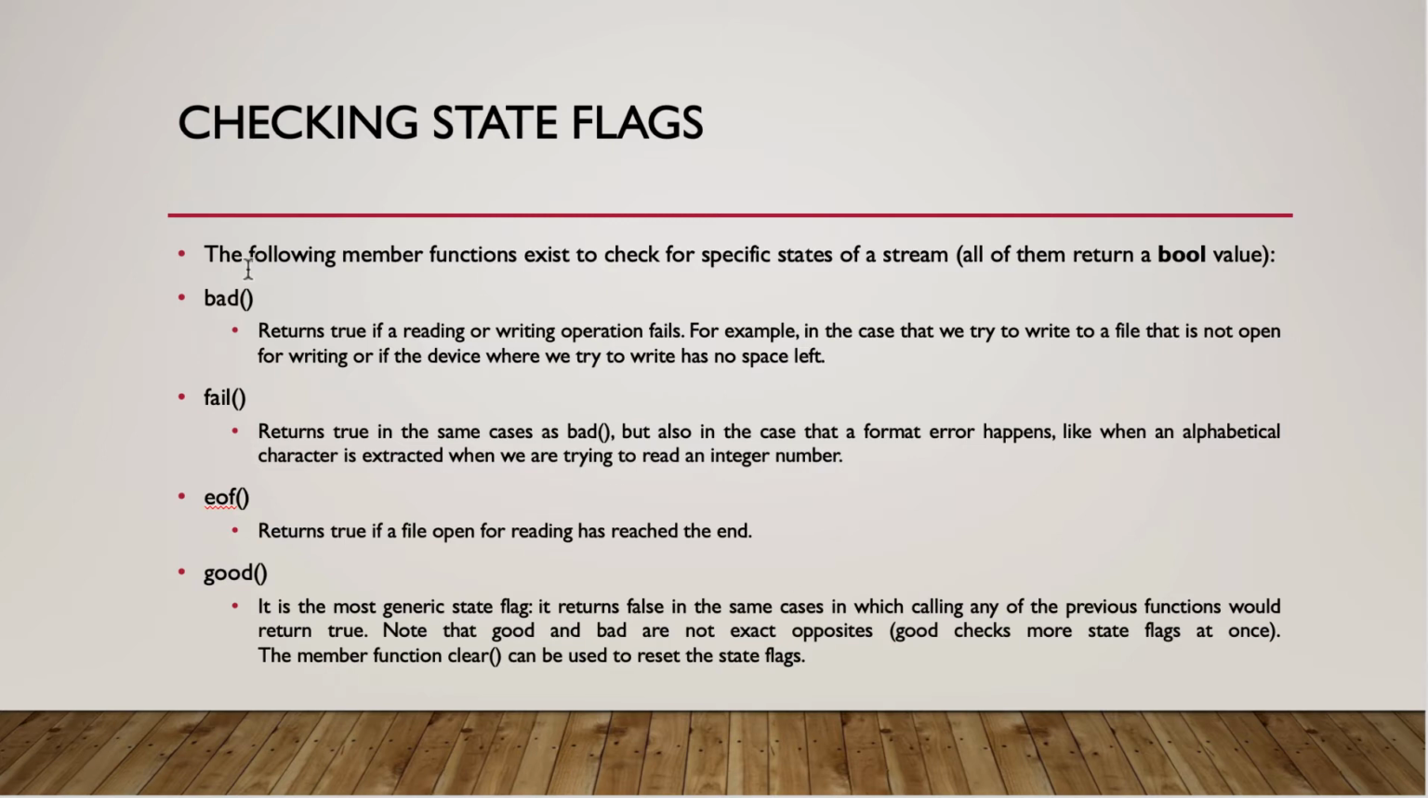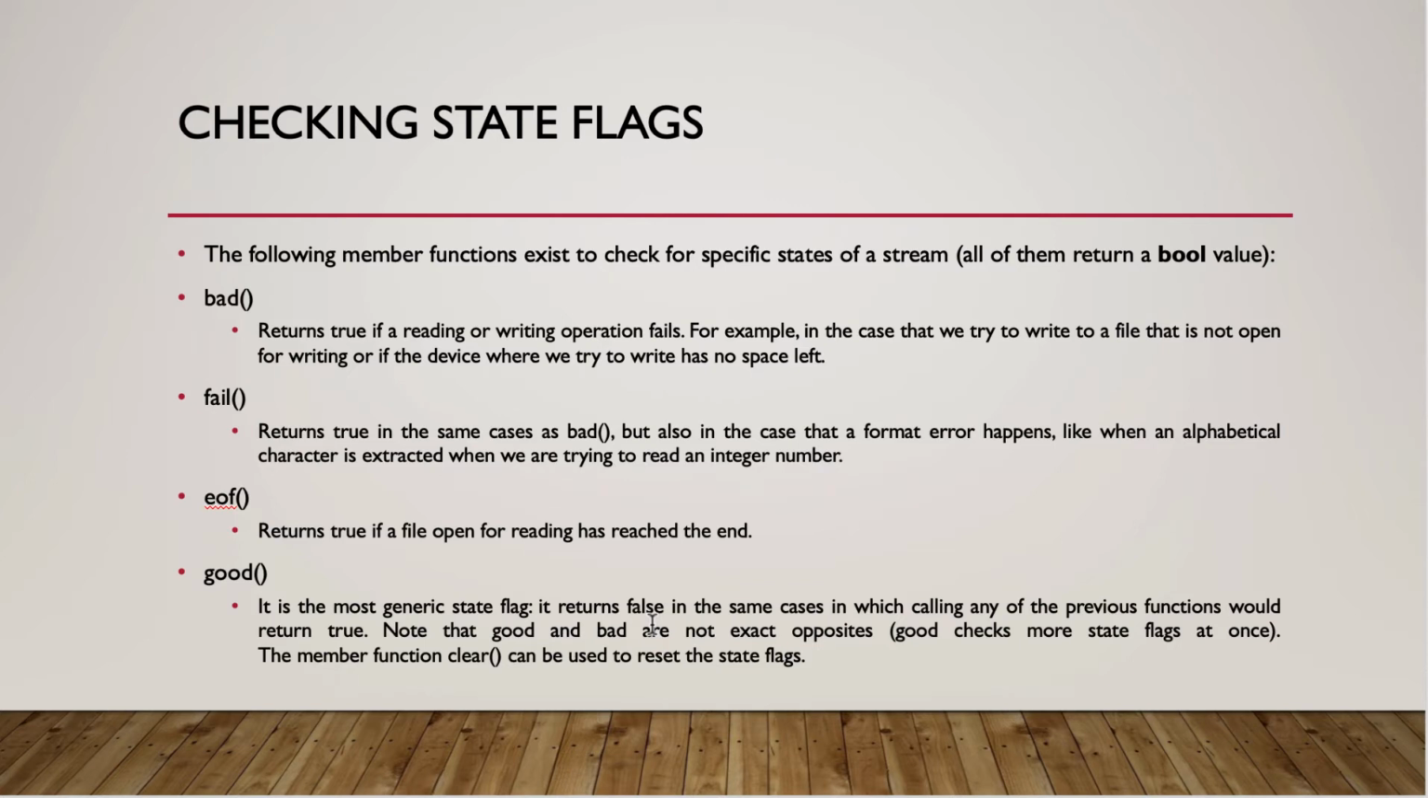So what happens in bad is if you cannot read or write, that's going to be true. For fail, it also happens on top of bad, especially if you have data type incorrectness, like reading a string and now you're getting something like an integer. So for end of file, obviously it talks about itself. It returns true if a file open for reading has reached the end, so you can basically use it. But remember, when you are reading, if you reach end of file, it automatically doesn't continue.